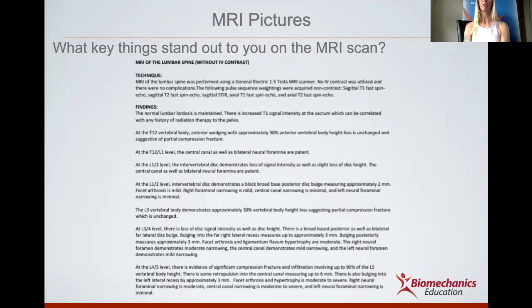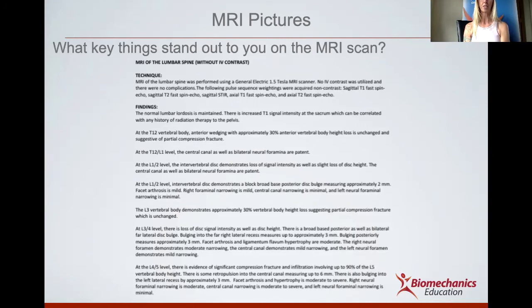Right foraminal narrowing is mild, central canal narrowing is minimal, and left neural foraminal narrowing is minimal. So mild, minimal. How do we know what these mean? They sound kind of not so bad, but actually we're now getting some compromises that we want to be aware of. Does this impact on how they're feeling, how they're moving? We would certainly want to start really communicating with their clinical practitioners.